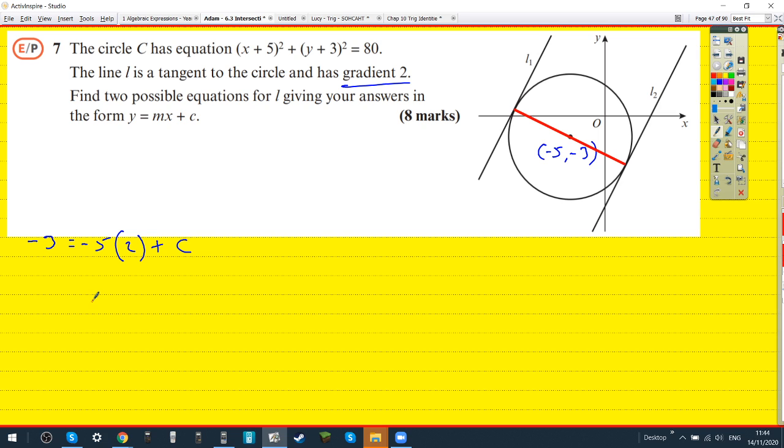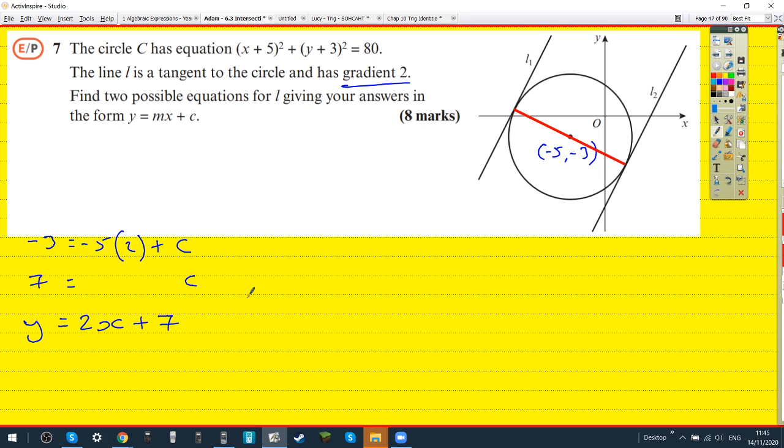And then you work that out. So 2 times minus 5 is minus 10. So -3 equals -10 plus c. Then you add 10 on both sides, which gives you 7 equals c. So c is 7. So the equation would be y equals 2x plus 7. So that's the equation of this diameter.